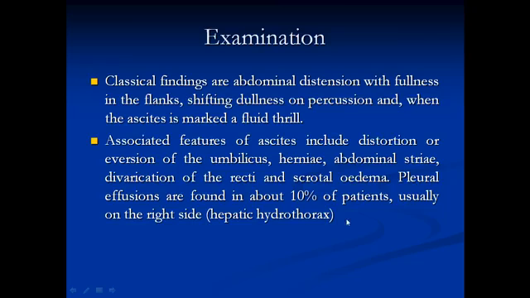Associated features of ascites include distortion or eversion of the umbilicus, hernia, abdominal striae, divarication of the recti, and scrotal edema. Pleural effusions are found in about 10% of patients, usually on the right side, hepatic hydrothorax. So this paragraph is really important.